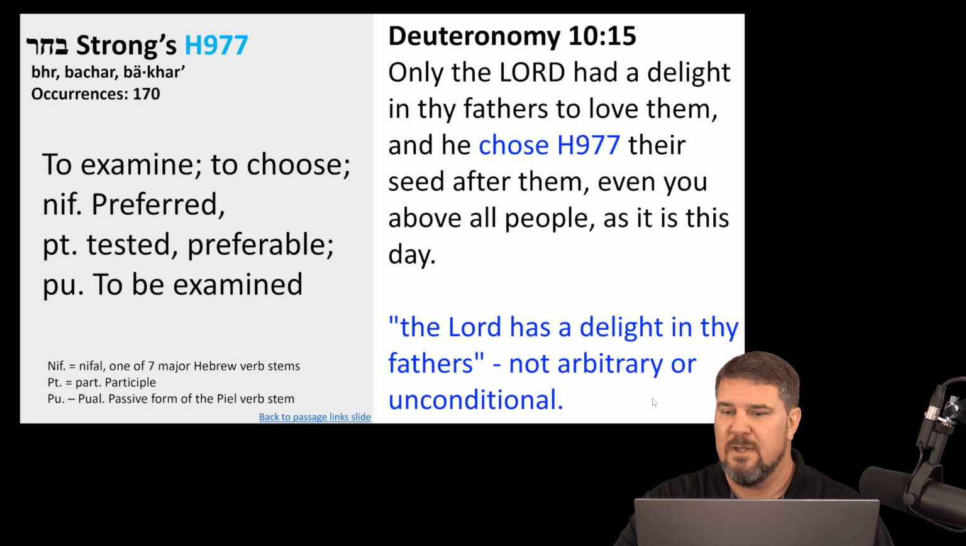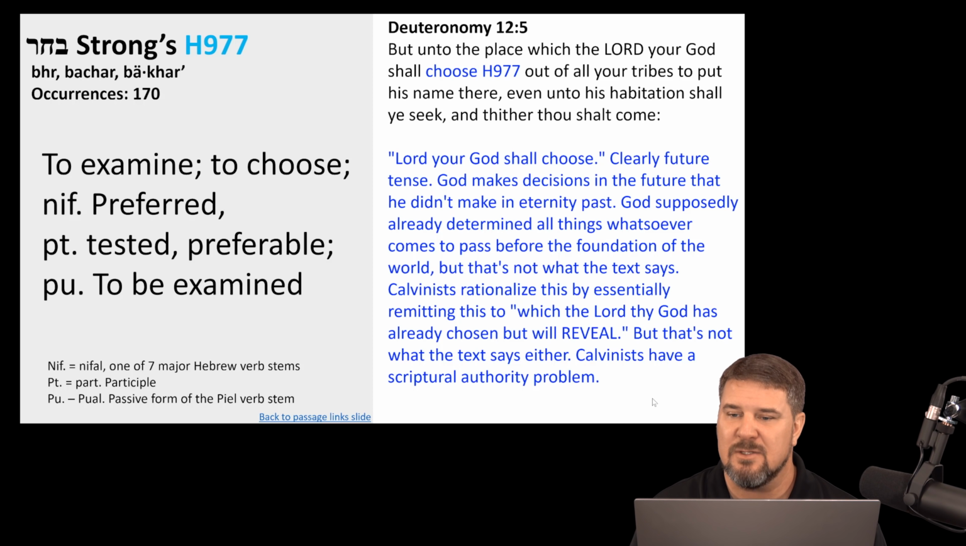Deuteronomy 10:15, only the Lord had a delight in thy fathers to love them, and he chose their seed after them, even you above all people, as it is this day. The Lord has a delight in thy fathers. That's not arbitrary or unconditional. Deuteronomy 12:5, but unto the place which the Lord your God shall choose. Now that should seem like God's choosing a place there. That has nothing to do with anybody being chosen for salvation. So why even comment on that? Well, the Lord your God shall choose.